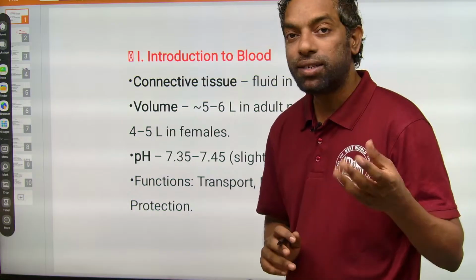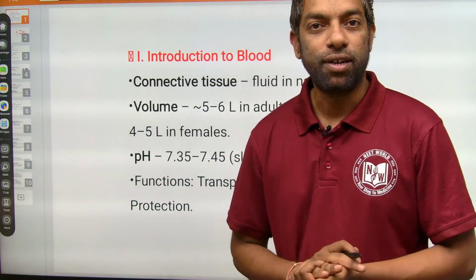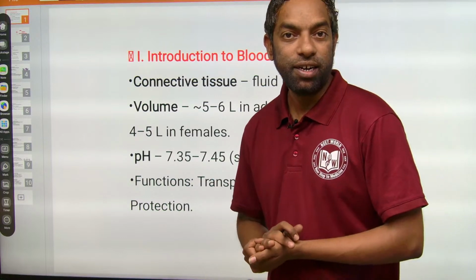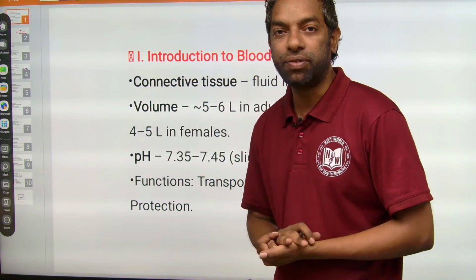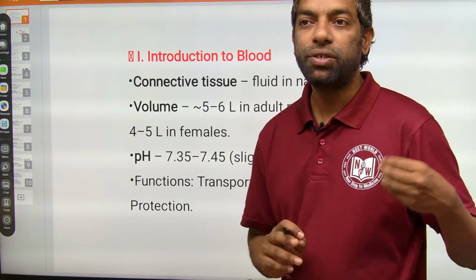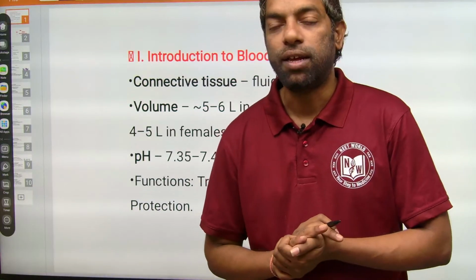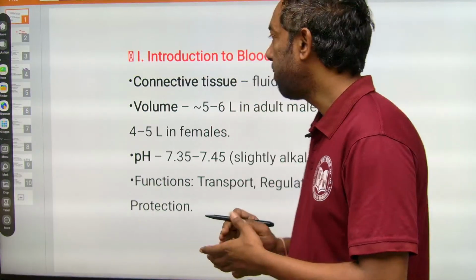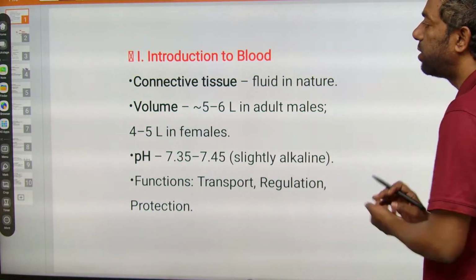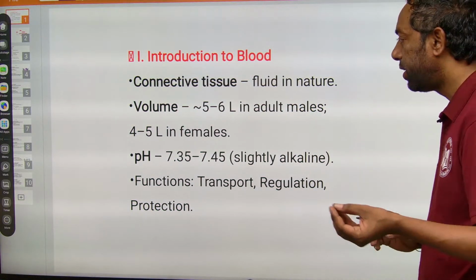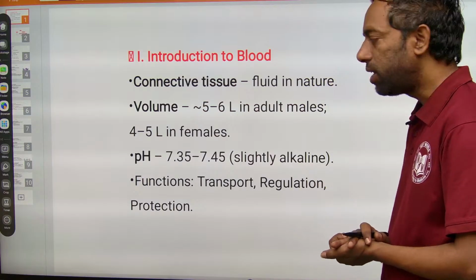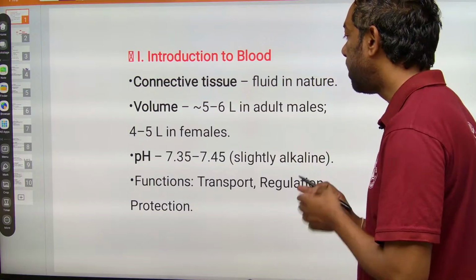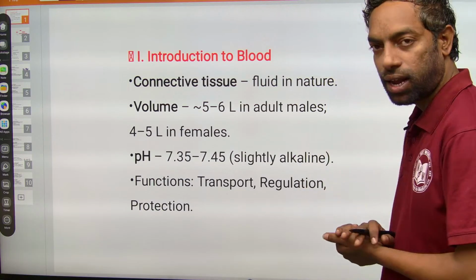Blood is what? It is the connective tissue. Of course, there is a combination of cells to perform a specific function. It is the fluid tissue, which is connective tissue, one of the most important tissues, as many transport materials go through the blood. The volume is about 5 liters, and 4 to 5 in females, and the pH is approximately 7.4, slightly alkaline.